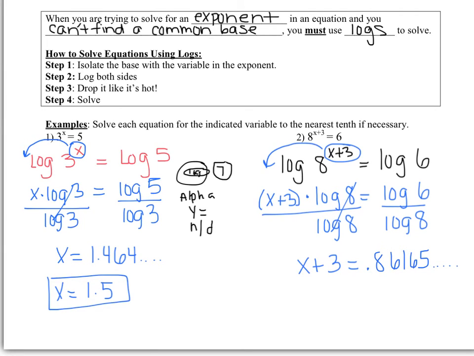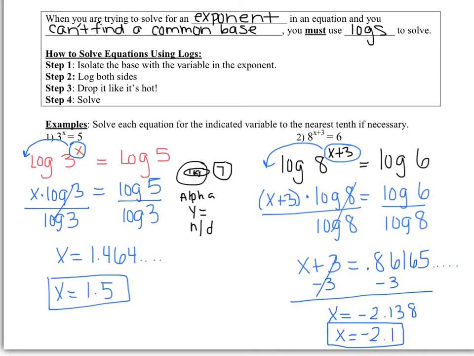And what we're going to do to get x by itself now is just subtract 3. So since that 0.86 is already in your calculator, just hit minus 3. And your final answer for x should be negative 2.138. Rounded to the nearest tenth, negative 2.1. Perfect. All right, let's go on to the next page and see what more examples we can do.